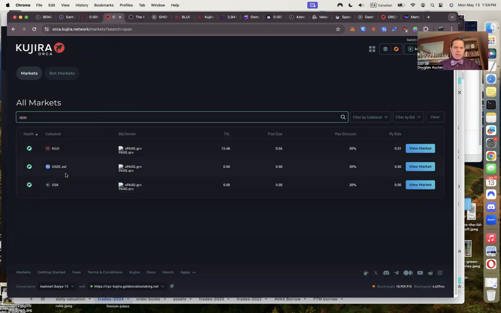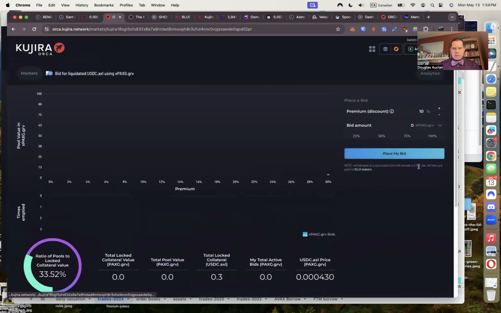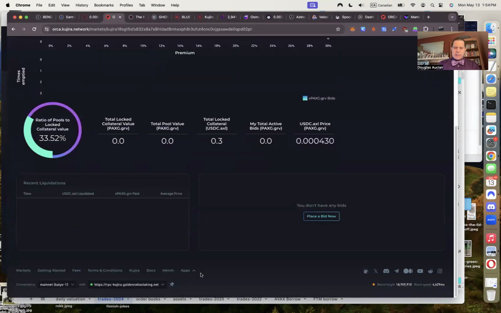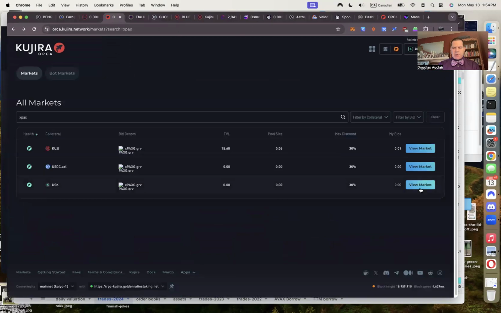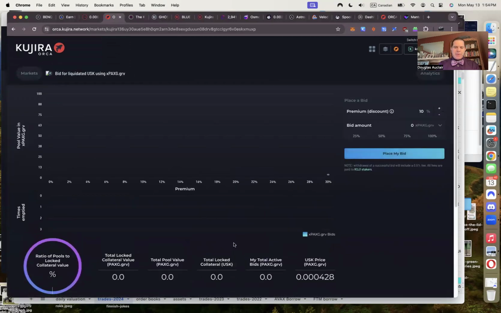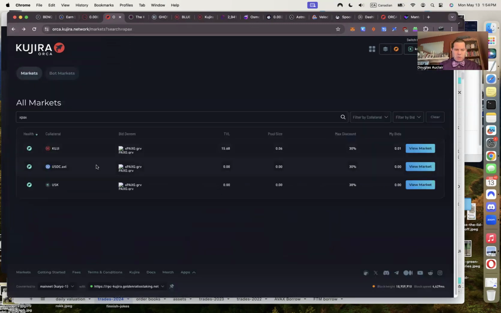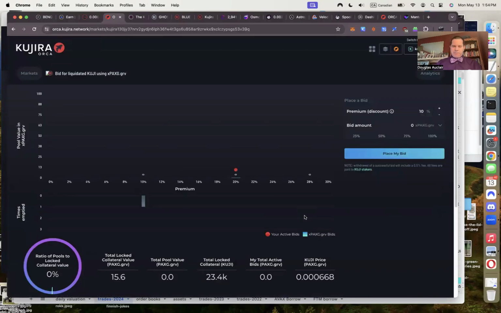There's Kuji, there's Axel USDC, and there's USK. Let's see how much market share they have. Absolutely nothing for Axel USDC, so not interested in going into that marketplace. Absolutely nothing for USK. So the place where the marketplace exists for using gold as collateral to bid on liquidated assets is for Kuji. And you see that there's not much here.